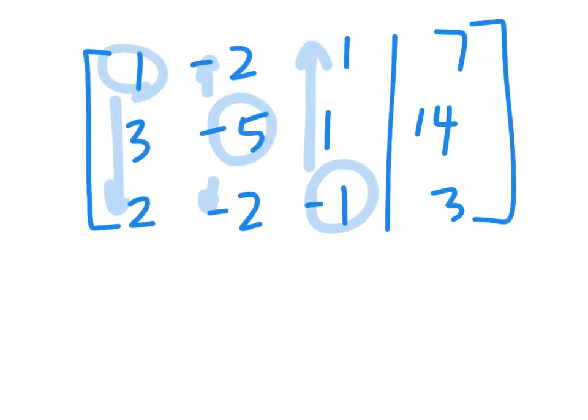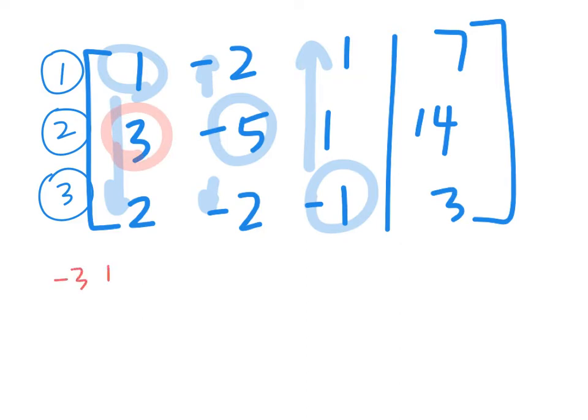All right, so that first one, 1, is good. So we're now going to make 3 equal to 0. How do we do that? How do we get this 3 to become a 0? Okay, multiply the first row by negative 3. And then add to row 2, and then replace row 2, yes.